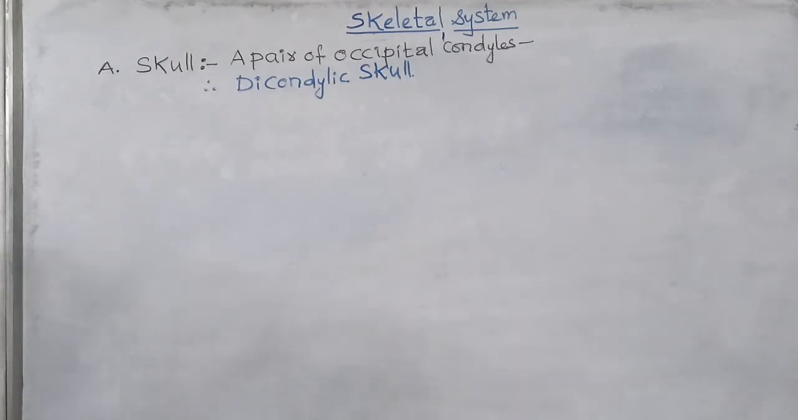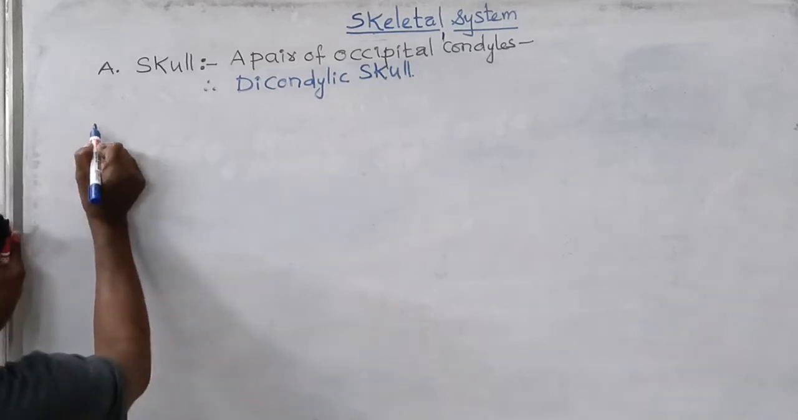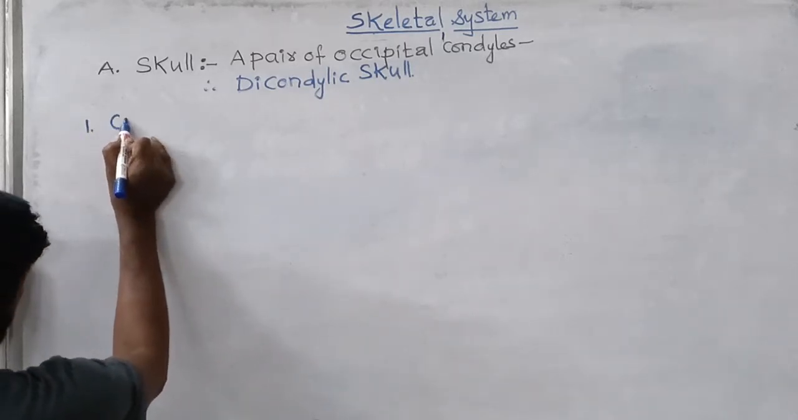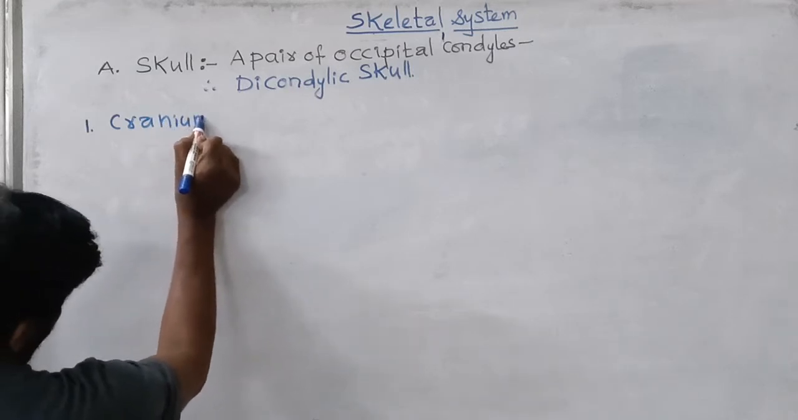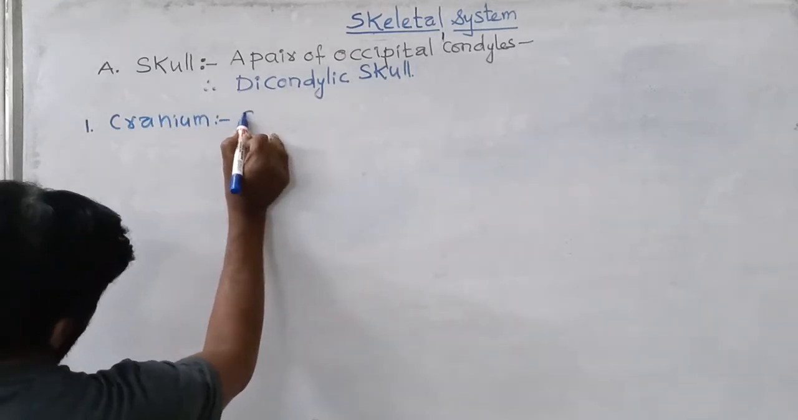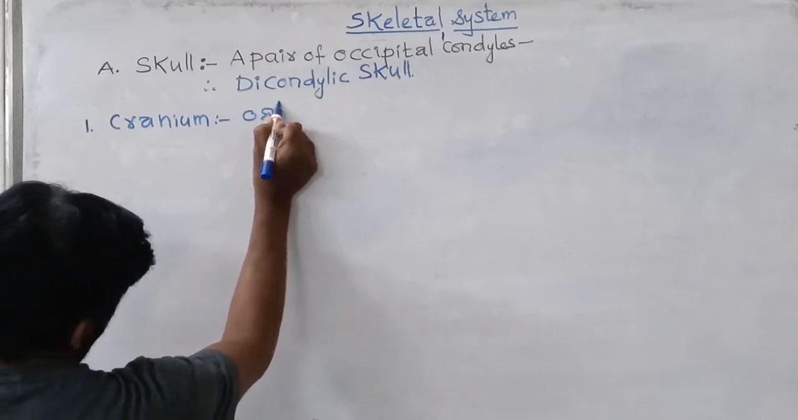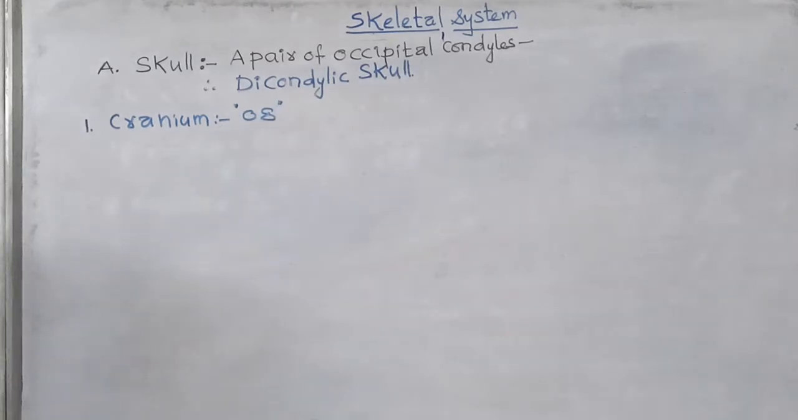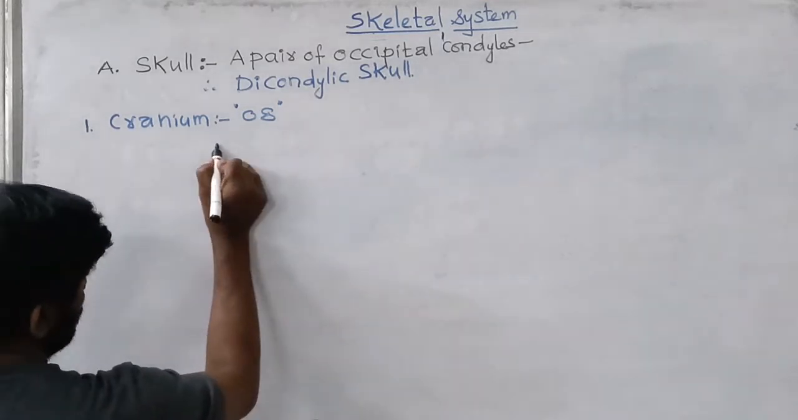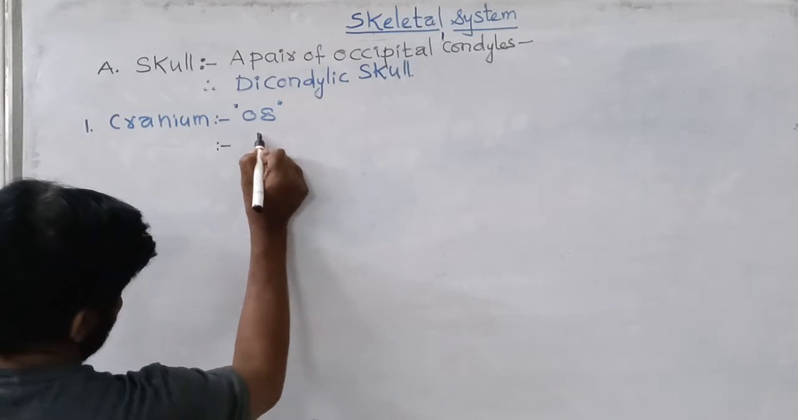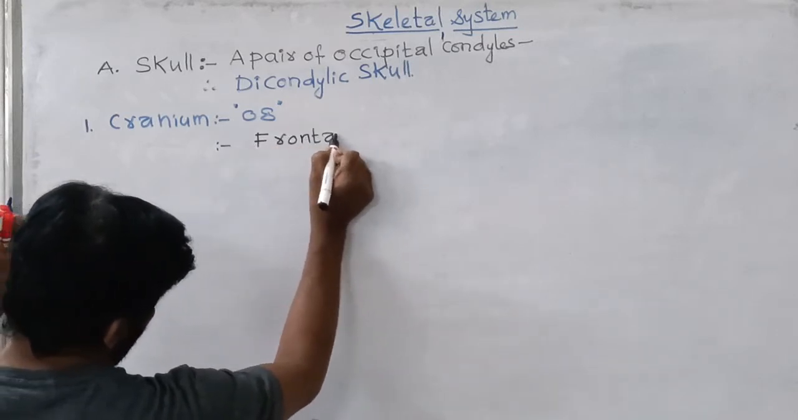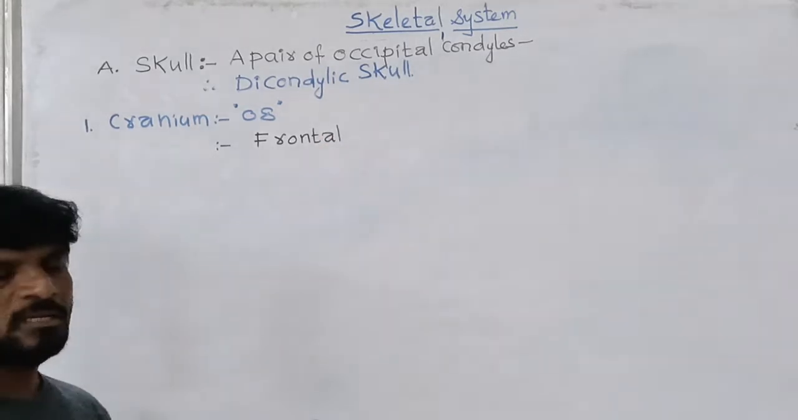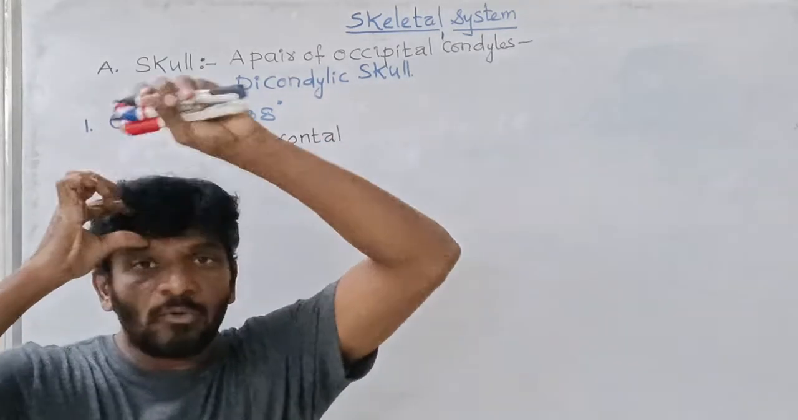Coming to the parts of the skull, one is the cranium. The number of bones in the cranium is 8. Out of the 8 cranial bones, we can see one frontal bone. See, this is the frontal bone.